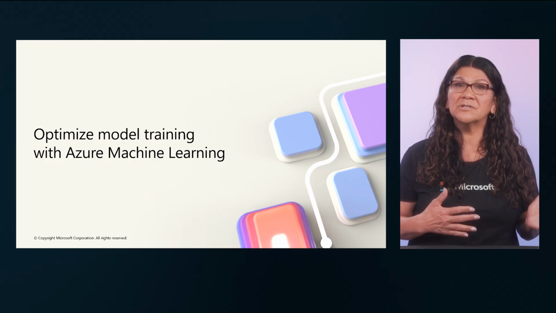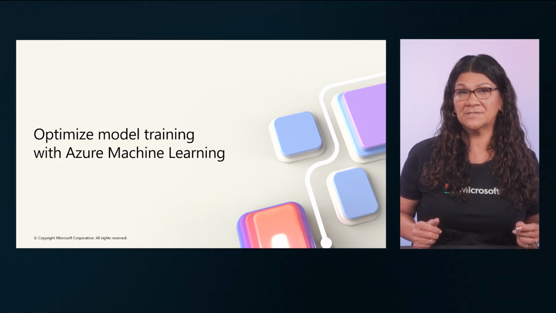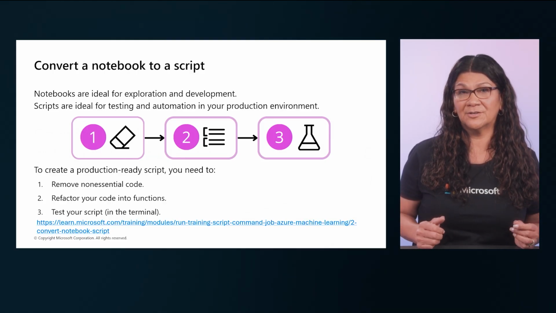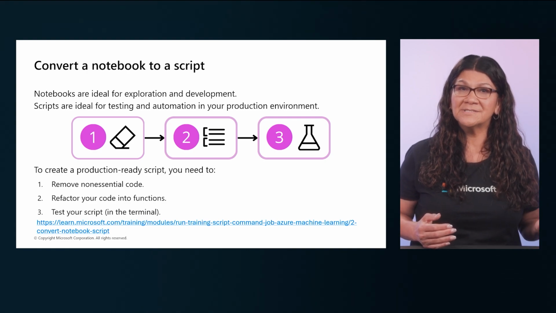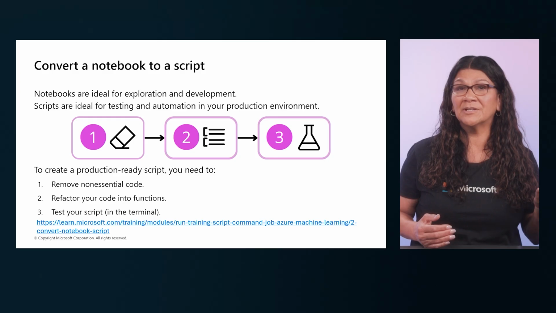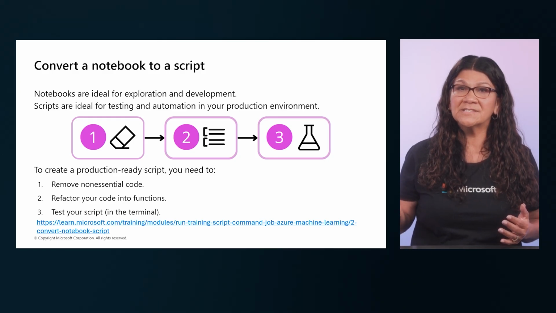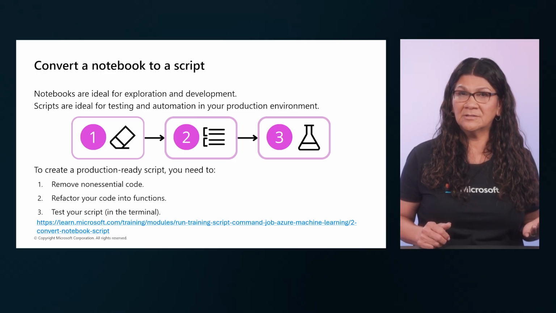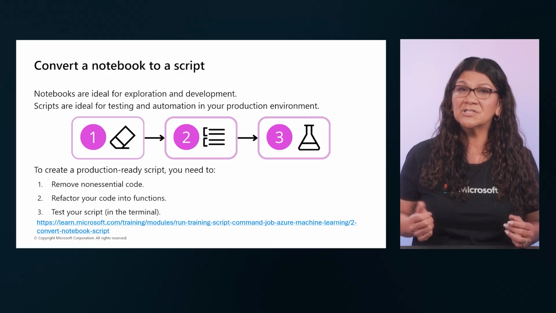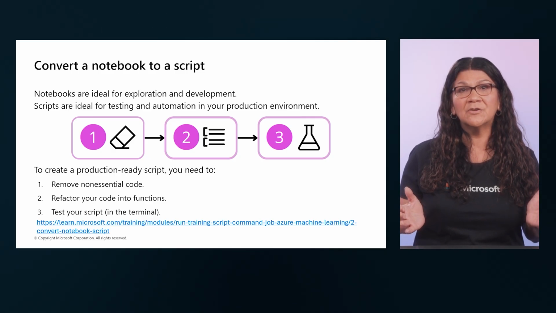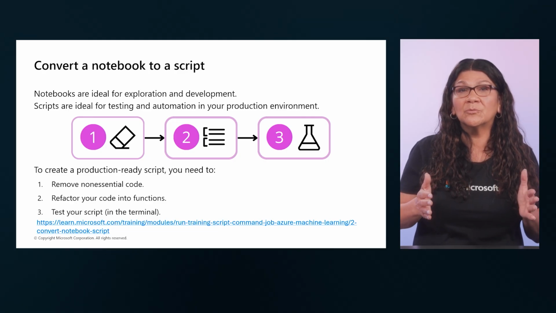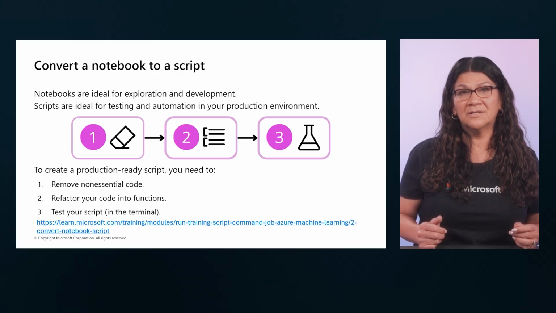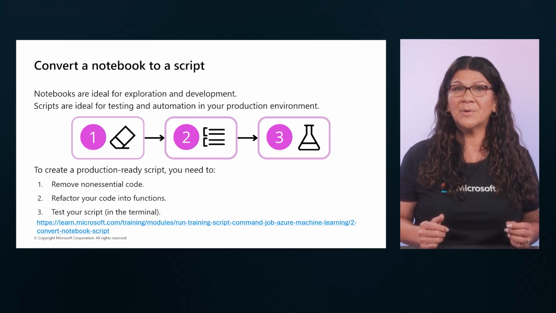Now let's move from exploratory notebooks to production-ready scripts. Notebooks are ideal for interactive experimentation, debugging, and quick iterations. For production training jobs, you need code that is clean, repeatable, and automated. Converting a notebook to a script typically involves 3 steps: removing non-essential or exploratory code, refactoring logic into reusable functions, and testing the script from the terminal to ensure it runs reliably as a command or pipeline job in Azure ML. For step-by-step guidance, see the URL at the bottom of this slide.